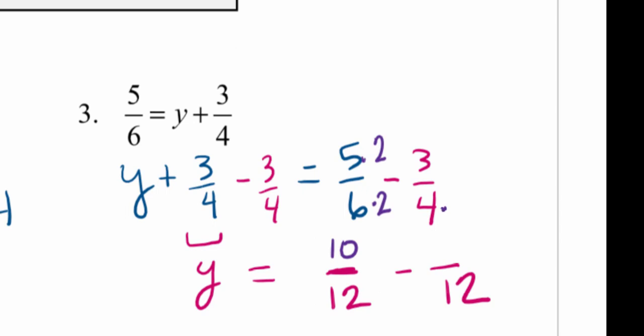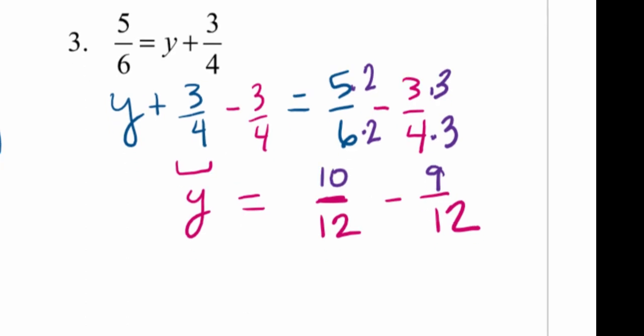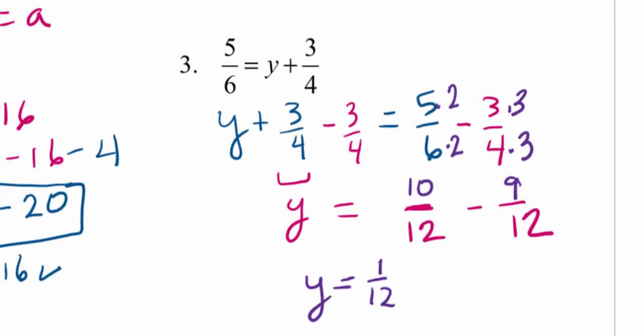For the 4, we multiply by a 3. So this numerator becomes 9. So now we get 10/12 minus 9/12, which is 1/12. Y equals 1/12 is the solution to our equation.